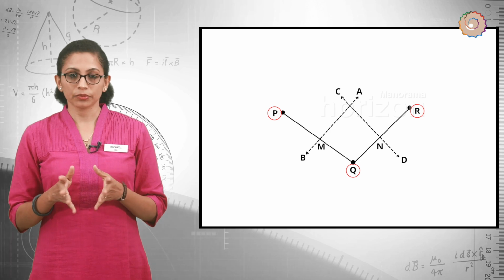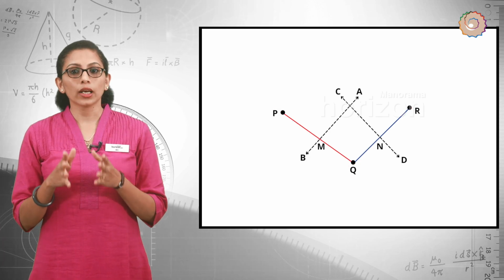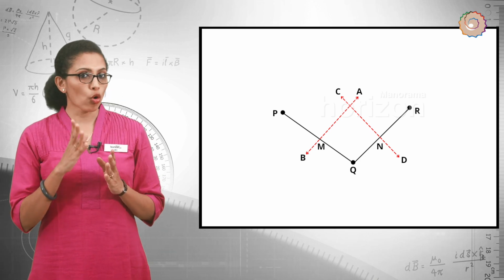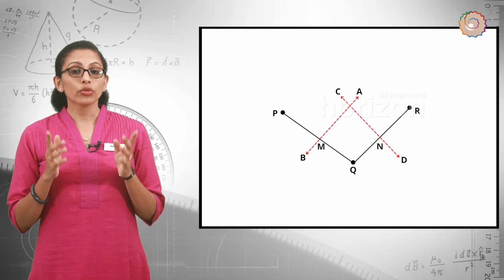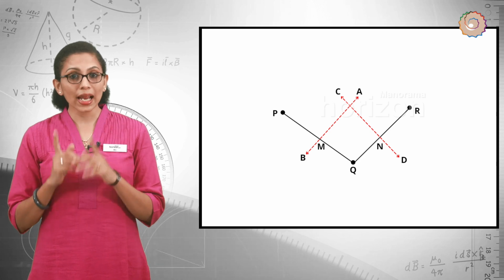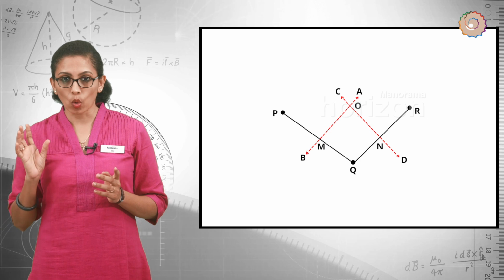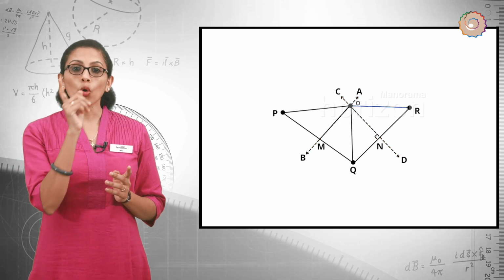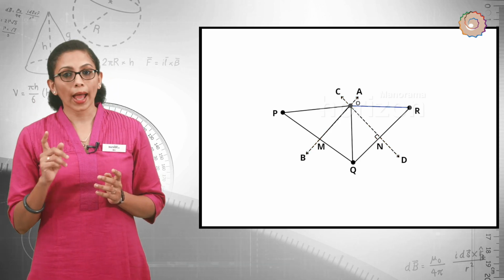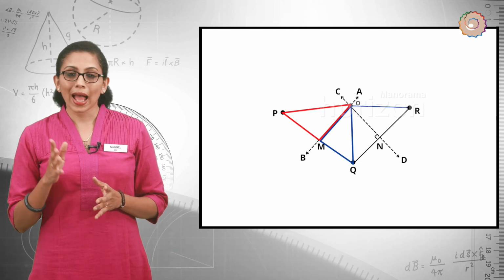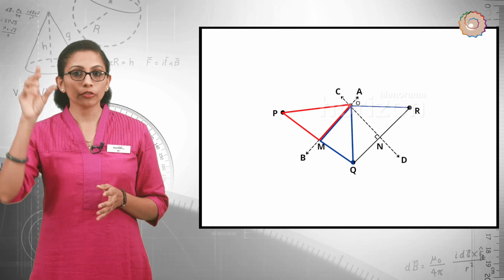It's given data. PQ is not parallel to QR. AB and CD are also not parallel. Also, we have to see that AB and CD have to intersect at a point. Let that point be O. Now, join OP, OQ and OR. Consider triangle OPM and triangle OQM. You can refer to figure 1.